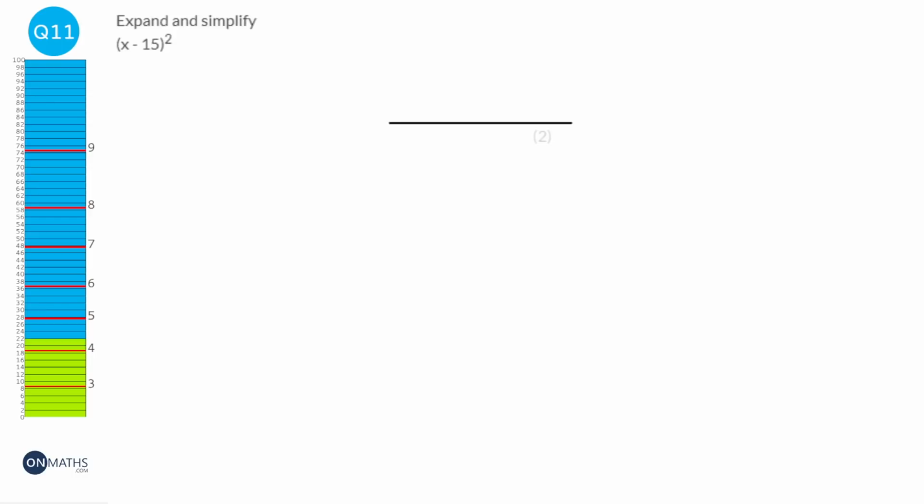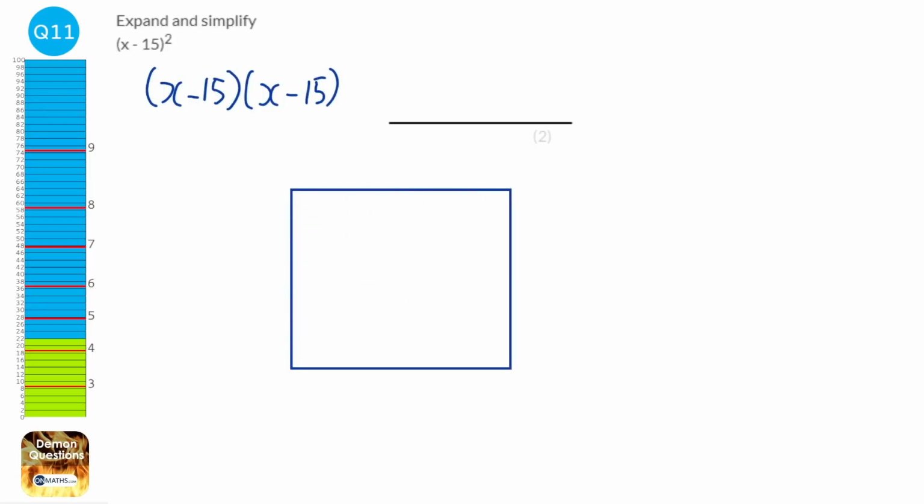The most important first thing that we do is whenever you square something, you times it by itself. So we're going to rewrite this as x minus 15 times x minus 15. And then the way we approach this is exactly the same as we've done with the other ones. We're going to do a multiplication grid.